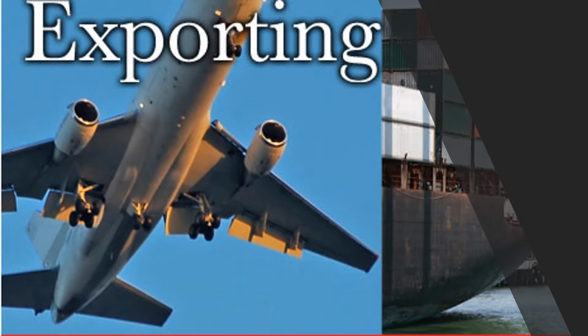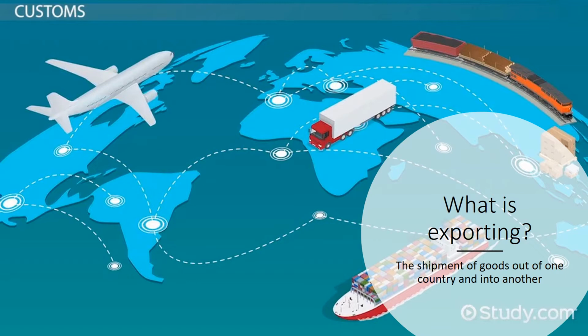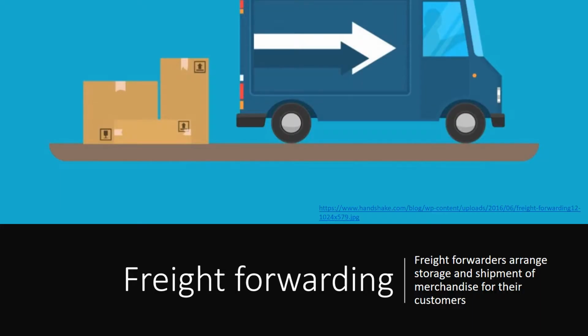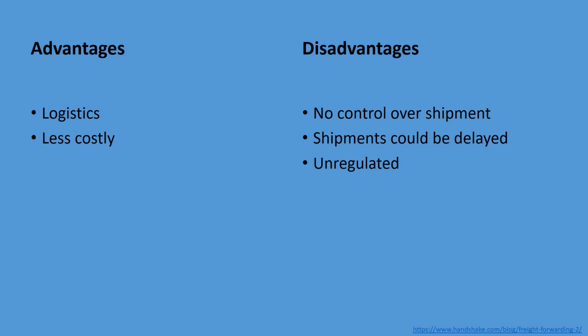Exporting is the shipment of goods out of one country and into another. One of the issues entrepreneurs face while exporting goods is determining how to ship their goods. Freight forwarding is the most common method. Freight forwarders arrange the storage and shipment of merchandise for the customers. Some advantages to this are that the logistics are all taken care of by the freight forwarder, and this also makes the export less expensive.